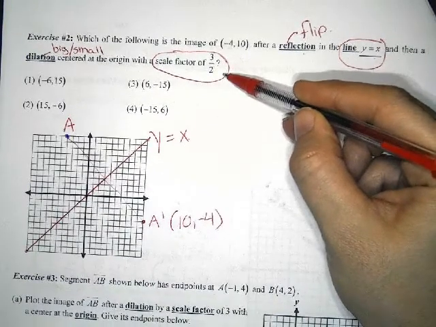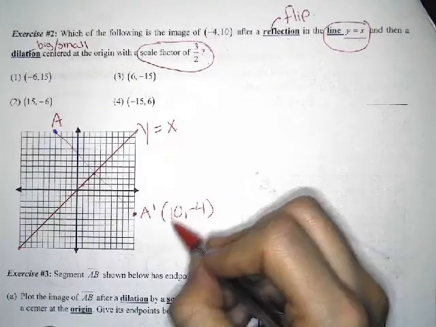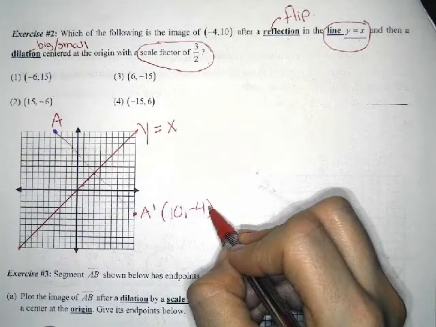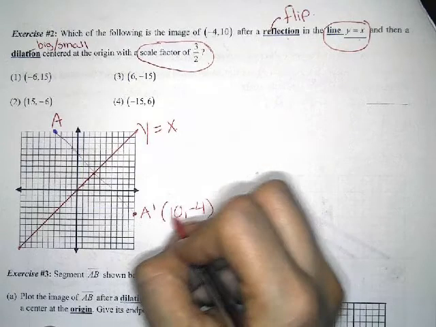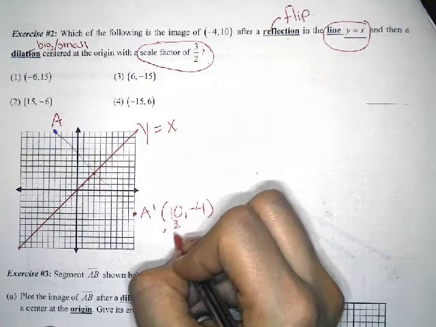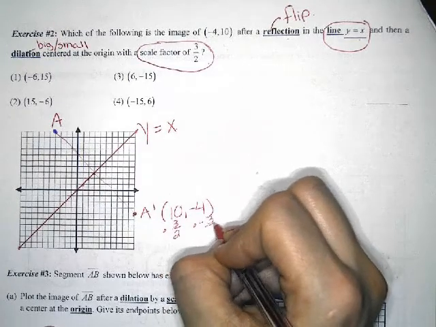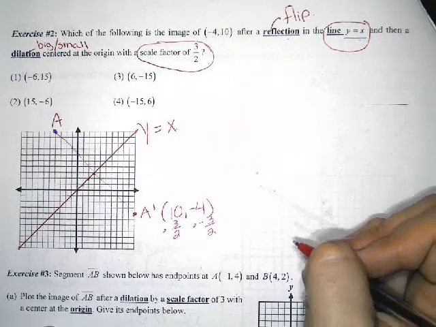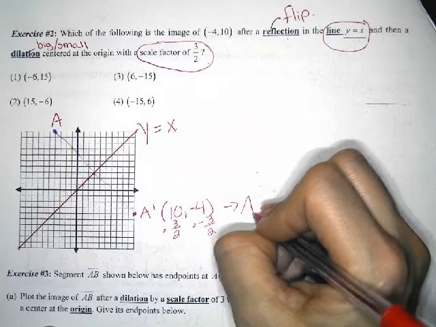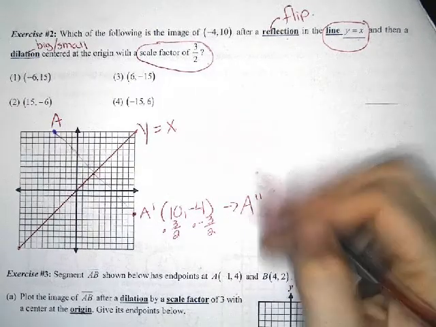Okay, I have a scale factor of 3/2. What does that mean? I'm going to take both of these points and multiply them by 3/2. So I'm going to do 10 times 3/2 and -4 times 3/2. That's going to get me to a double prime, which is what they're looking for.